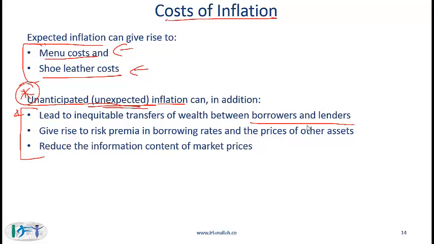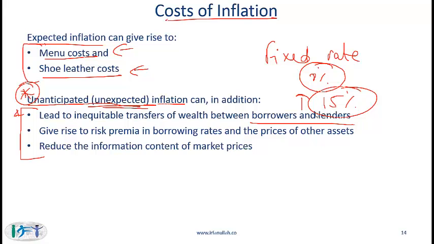To understand this, think of a situation where a government borrows from its people or the citizens. If the government borrows at a fixed rate and the expected inflation when this borrowing happened was 8%, and the rate of return was based on this expected inflation. But during the life of this bond or this borrowing, inflation goes up substantially. Let's say inflation increases to 15%.